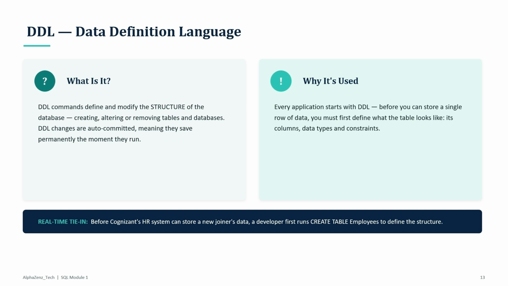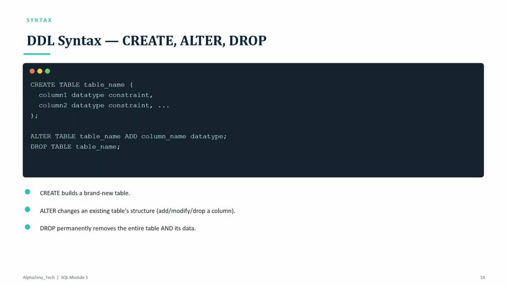Why do we need it? Because every application starts with DDL. Before you can store a single row of data, you first have to define what the table looks like, its columns, its data types, its constraints. Real example: before Cognizant's HR system can store a new joiner's data, a developer first runs create table employees to define the structure.